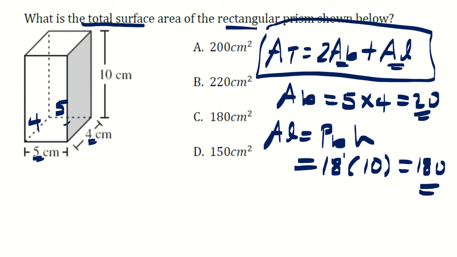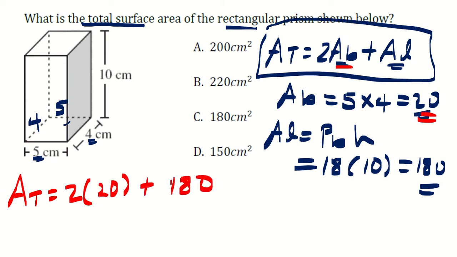Okay, we got everything now. We can find area total. So the area total will be 2 times the area base. How many? It's 20 here. So 2 times 20 plus 180. 2 times 20 is 40. 40 plus 180.